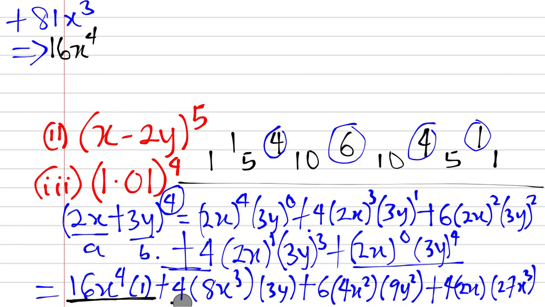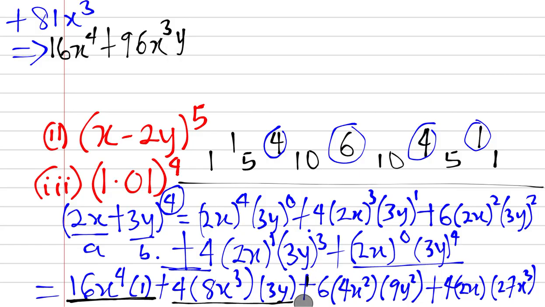Now we come to this part now. That's 4 times 8 times 3. 4 times 3 is 12. Are you seeing that now? 4 times 3 is 12. And then 12 times 8. That will give us 96. So this will give us plus 96x raised to power 3, then y. Are you seeing that now? The y that is here, that's that.